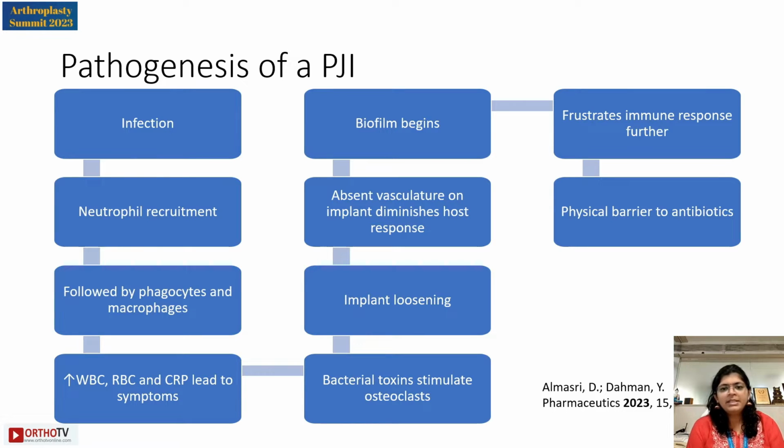Moreover, because there is absence of vasculature on the implant, there is not much recruitment of immune response locally, and bacteria are able to survive and thrive. Once enough mass of bacteria is obtained, they form something known as the biofilm. They do this by recruiting adjoining organisms and also secreting something called the extracellular matrix. This protects these organisms from any further immunity of the host as well. This frustrates the immune response further, and there is effectively a physical barrier that is now formed, which is a barrier to antibiotics as well.